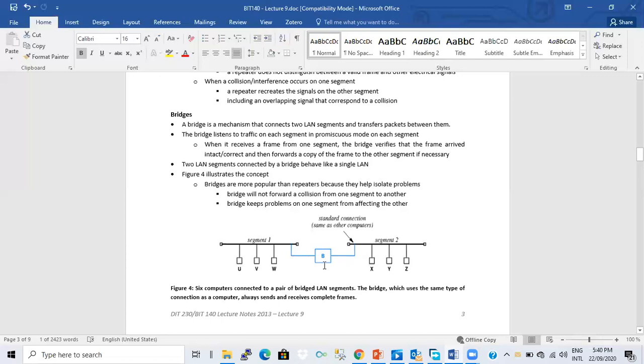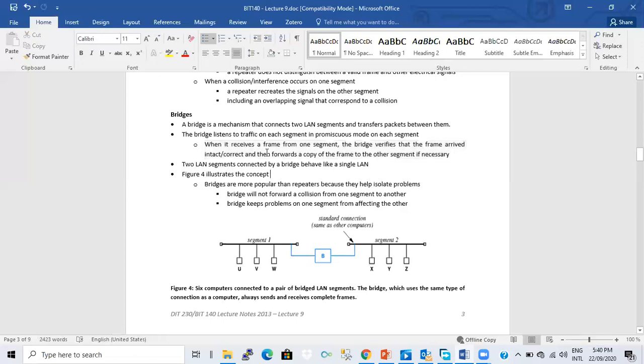I may ask you such a question: what's the difference between a bridge and a repeater? A bridge is more intelligent than a repeater. Why? Because when it receives a frame from one segment, the bridge verifies the frame arrived intact. It will verify, is this correct, by using things like CRC. If it's not correct, then it will discard or drop the packet. If it's correct, then it can process it and send it to the other side.